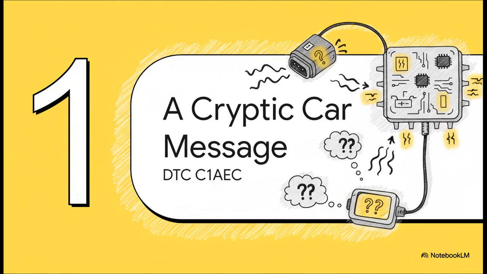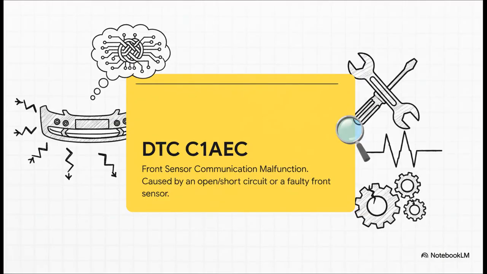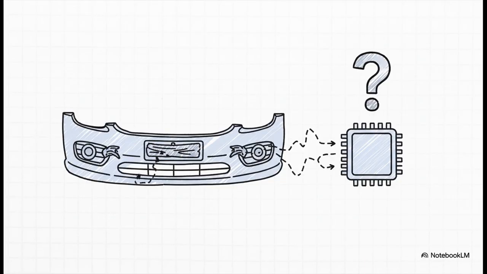All right, so every investigation has to start with the message itself. What in the world is this code actually telling us? So, according to the official service manual, this is the technical definition. It's pointing to some kind of breakdown in communication somewhere in the front sensor system. Yeah, that's a bit of a mouthful, isn't it? Let's just cut through all that jargon.